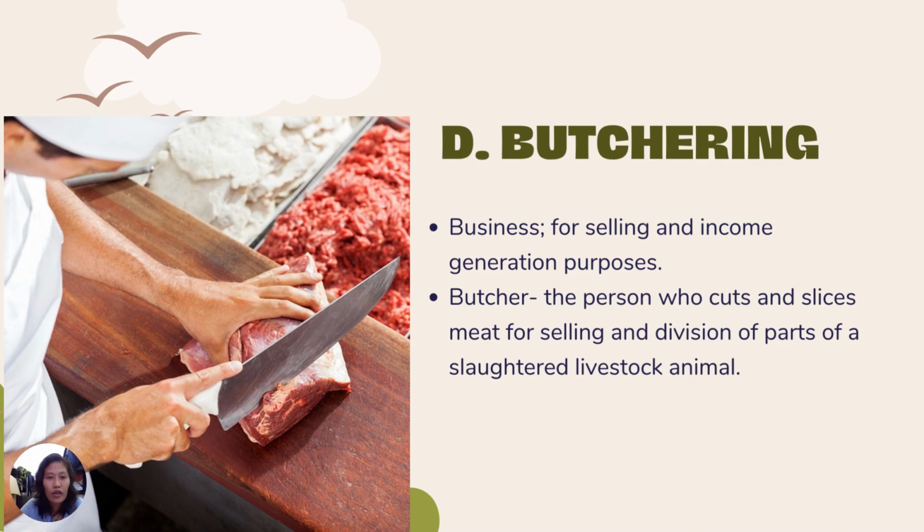Number four is butchering. Butchering is cutting and slicing of meat. So it is intended for business, for selling and income generation purposes. So the person who cuts and slices the meat for selling and division of parts of a slaughtered livestock animal is called the butcher.